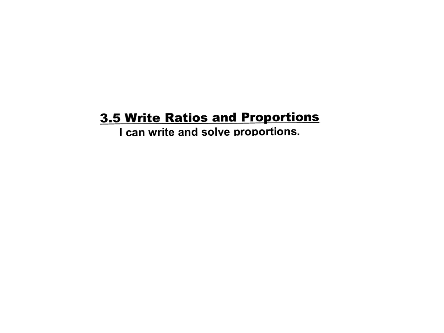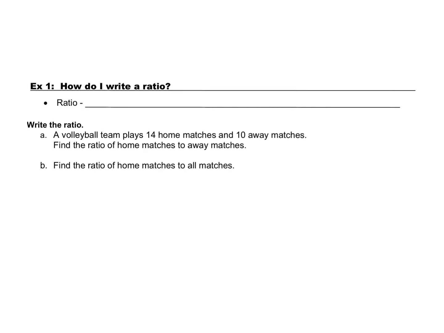In this lesson, we're going to write and solve proportions. Example 1, how do I write a ratio? Well, first of all, a ratio is a comparison of two values. So for example, you might have remembered from last year that you could write a ratio as a fraction. You could write it as 3 to 4 and then spelled out as 3 to 4. So all of those have the same meaning.